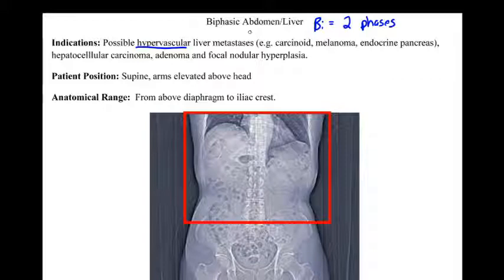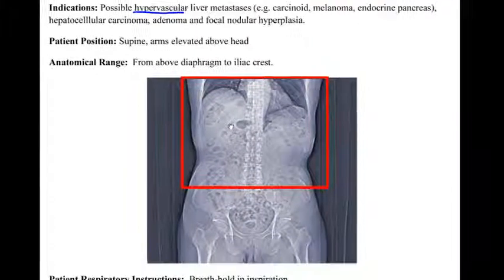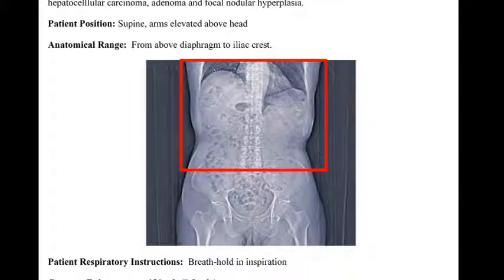So if we begin, the patient is going to be laying supine with arms elevated above their head, much like we just saw with the routine abdomen. And you're actually going to be scanning on this from above the diaphragm, which once again is here and here. And so you always go with your higher diaphragm. So it is, in this case, on the right side of the patient. And then you scan down to the iliac crest to comprise a complete biphasic liver or abdomen.